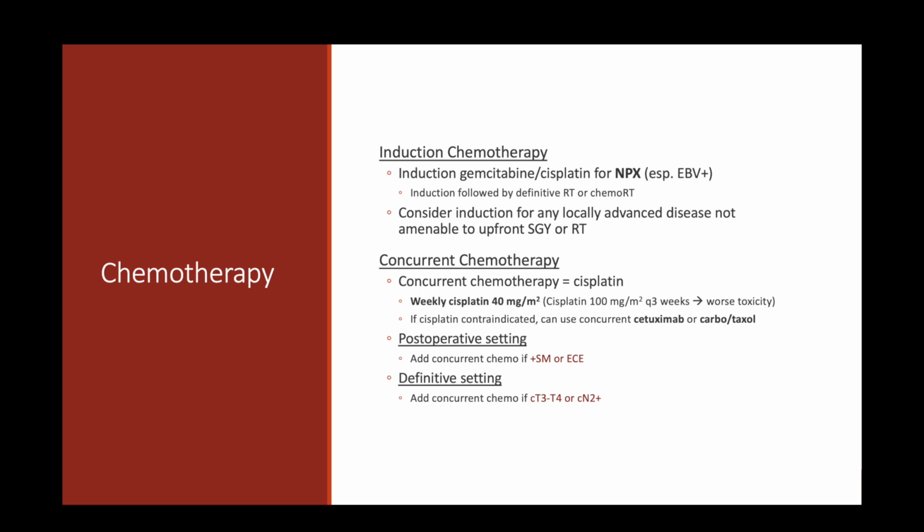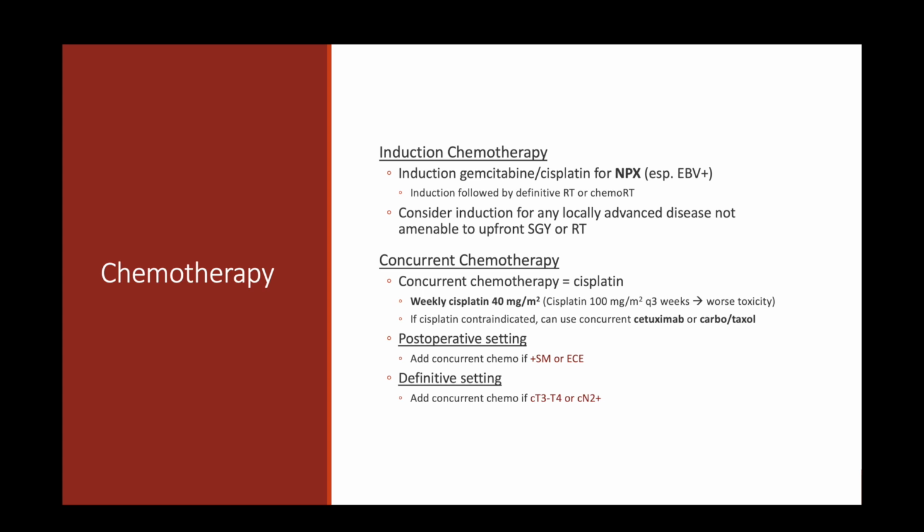Unfortunately, the high dose Cisplatin tends to lead to some worse toxicity. And so at my institution, I have standardly seen just Cisplatin 40 milligrams per meter squared given once a week, just like we do in a lot of gynecologic cancer patients. And then for patients where Cisplatin is contraindicated, if they have kidney dysfunction or concerns about hearing loss, we can use concurrent cetuximab or carboplatin and paclitaxel.